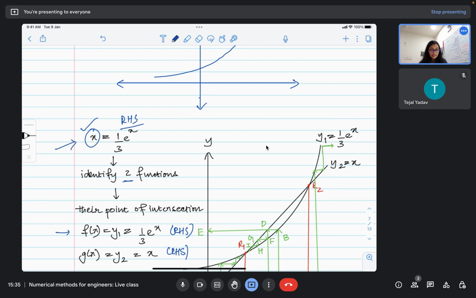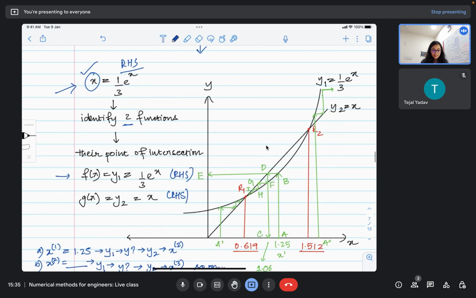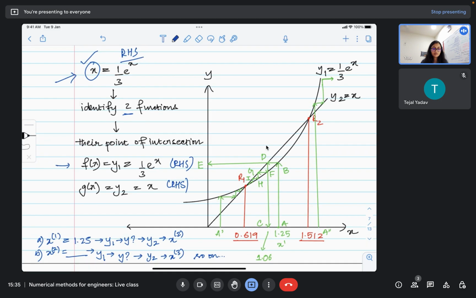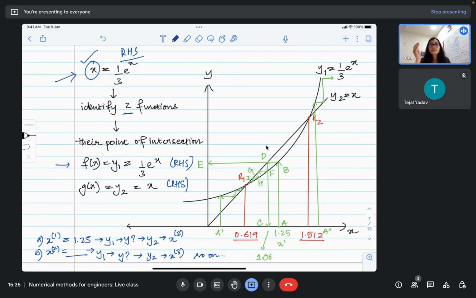Now, let's understand what is happening when we are given the initial guess, substitute it and get the next value of x, and so on and so forth. This is just calculation. So what is happening in terms of graph? Let us understand. Our step 1 was to plot the two functions. Our first step was to plot y1 equal to 1 by 3 e to the power x, and our second was to plot y equal to x. So these are the two functions plotted.